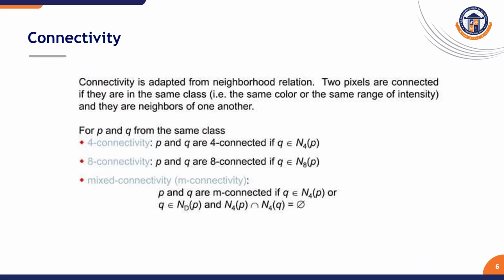So connectivity: there is 4 connectivity, there is 8 connectivity, and the mixed mode connectivity is also there. The 4 connectivity represents the n4 of p, the 8 connectivity is represented as n8 of p, and the mixed connectivity is the intersection of n4 and the diagonal neighbors of pixels. That can be in the same class range. For example, intensities are similar to each other, and pixels are grouped together.